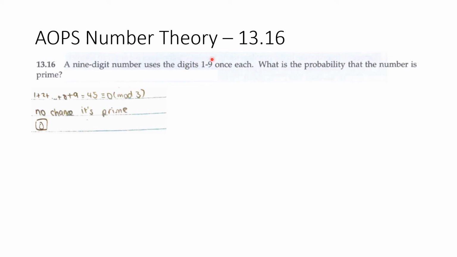AOPS number 13.16. A 9-digit number uses the digits 1 to 9 once each. What is the probability that the number is prime?